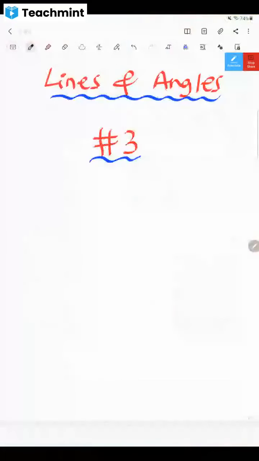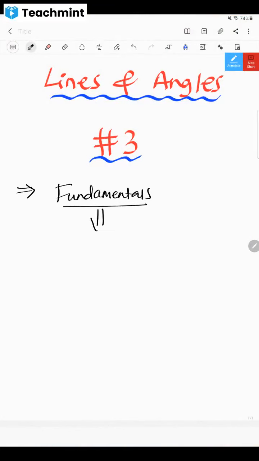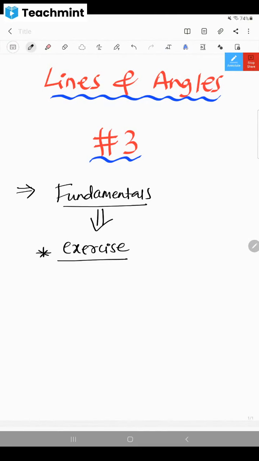We're looking at lines and angles, and we have reached the third lecture. All the fundamentals we have seen already, and I have already asked you to solve the exercise. Today is a doubt solving session, dear children.